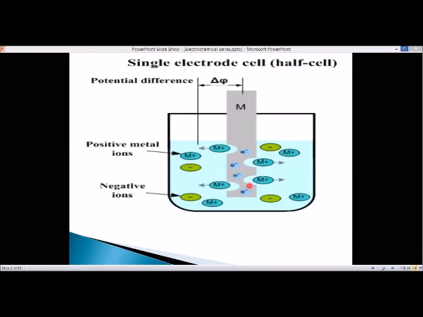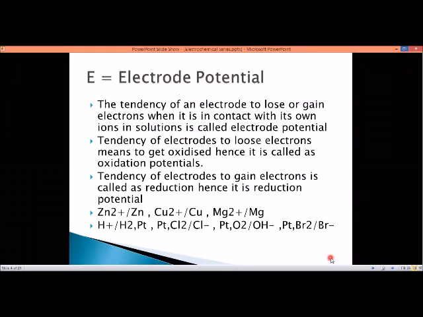So how many types of electrode potential do we have? Oxidation potential and reduction potential. If it is undergoing oxidation, it is oxidation potential. If it is undergoing reduction, it is a reduction potential. So let's see, the tendency of an electrode to lose or gain electrons when it is in contact with its own ions in the solution is called electrode potential. This is the definition of electrode potential. If it is losing the electron, meaning it is getting oxidized, then that electrode potential is called oxidation electrode potential. If it is gaining the electron, it is called reduction, and such an electrode potential is known as reduction potential.